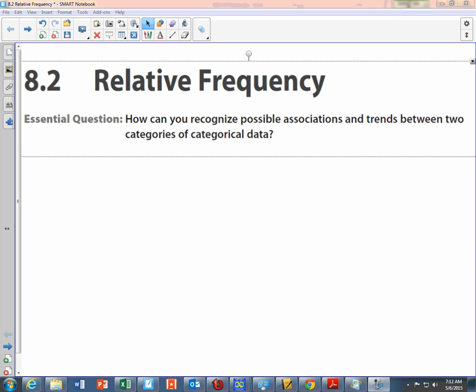Morning, students. We're now going to move on to 8.2, relative frequency. We're going to take what we learned about two-way frequency tables, and now we're going to start analyzing some data.